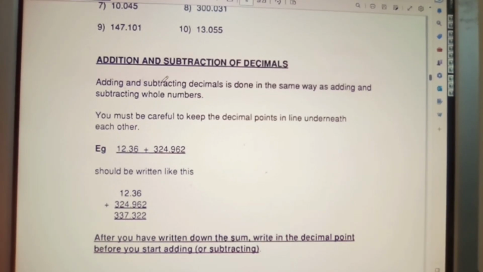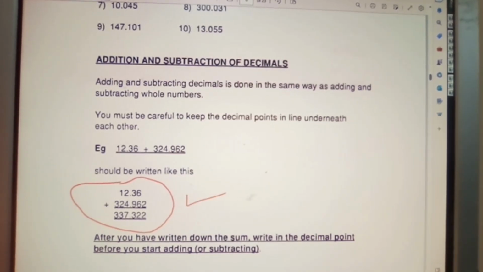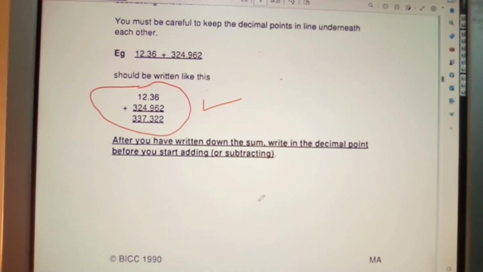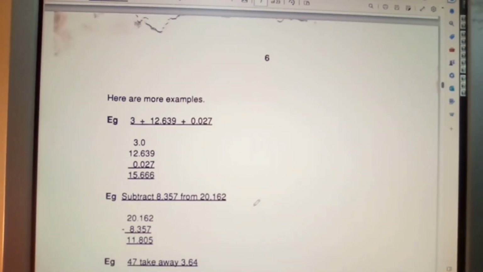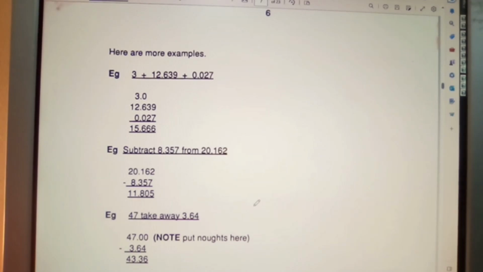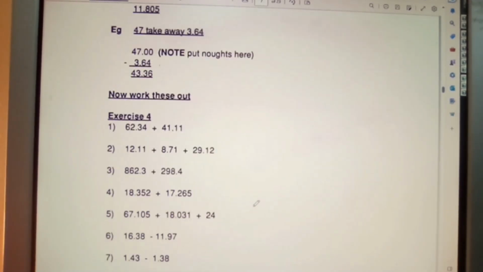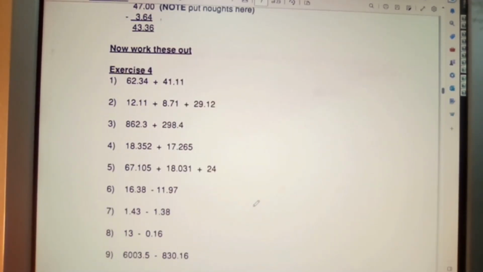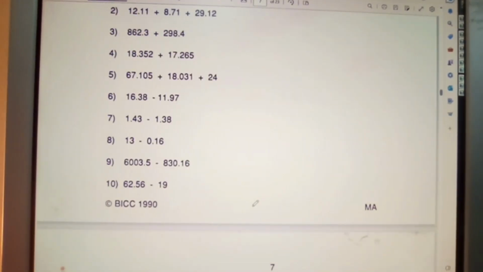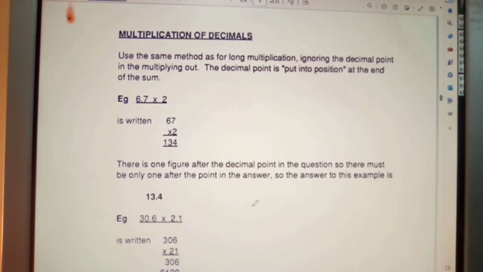Okay, addition and subtraction of decimals. Okay, they should be written like this, and that's how you should write them out in order to add them up to make them correct. Yeah, that would be correct. So keep that in mind, please. Okay, at all times. For you to be doing. Okay, the multiplication of decimals.